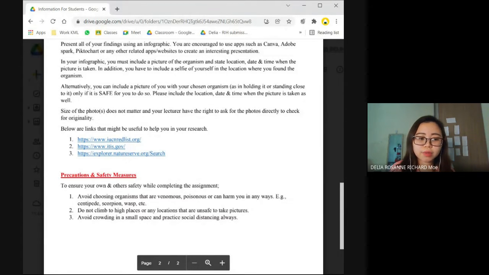Do not climb to high places or any locations that are unsafe to take pictures. This is not Pokemon Go. You don't need to put yourself at risk just to catch something. It's fine. You can just use a normal, boring organism as long as you don't get hurt. And also avoid crowding in a small place and practice social distancing always.